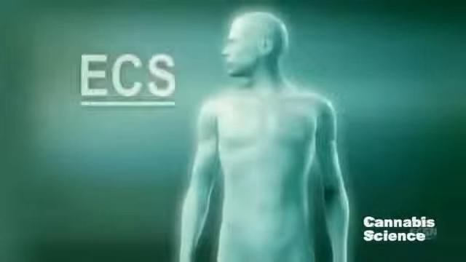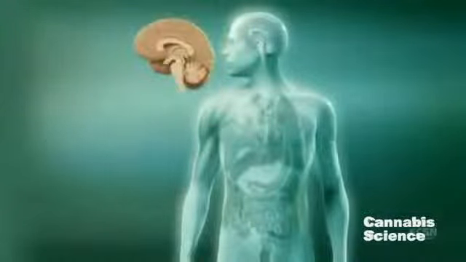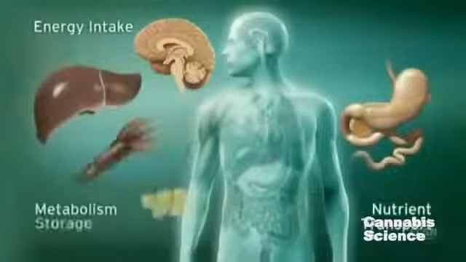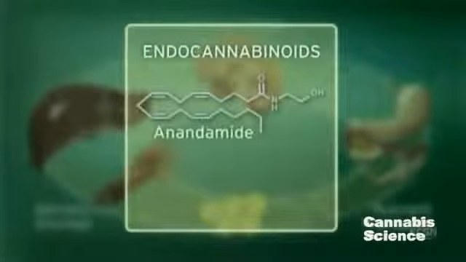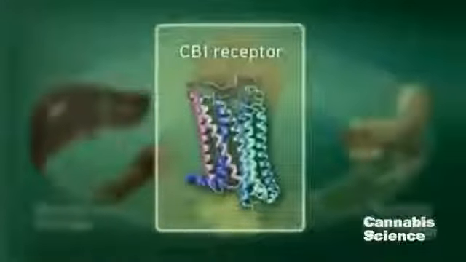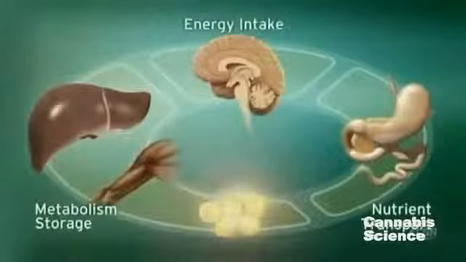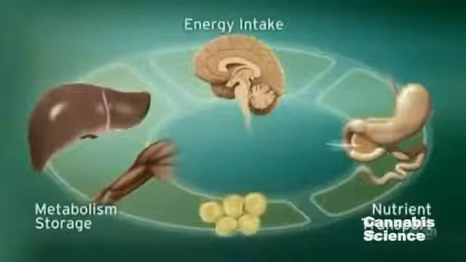The endocannabinoid system, or ECS, influences multiple physiologic processes. This intricate system modulates energy intake, as well as nutrient transport, metabolism, and storage. The ECS regulates these processes through endogenous ligands, such as anandamide and 2-arachidonyl glycerol, and the CB1 receptor. CB1 receptors are located in the brain, digestive tract, muscle, and adipose tissue. Integration of these central and peripheral ECS components is achieved through neuronal and hormonal signaling.